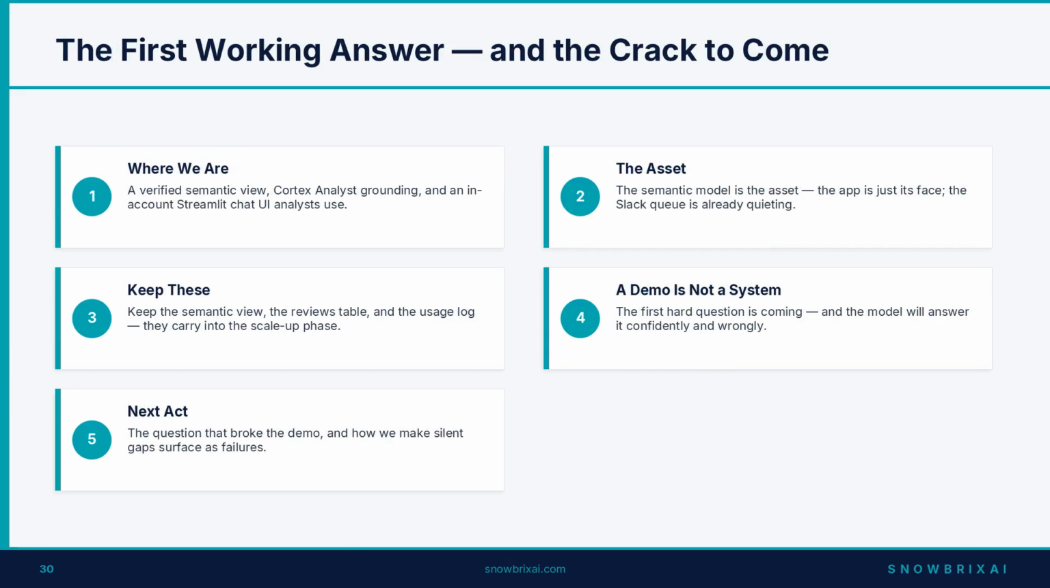So where we landed, the first working answer: a verified semantic view, Cortex Analyst grounding, and an in-account Streamlit chat that analysts actually use. The semantic model is the asset, the app is just its face, and the Slack queue is already quieting. Keep the semantic view, the reviews table, and the usage log. They carry straight into the scale-up phase. But a demo is not a system. The first hard question is coming, and the model will answer it confidently and wrongly. Next, the question that broke the demo, and how we make silent gaps surface as failures.